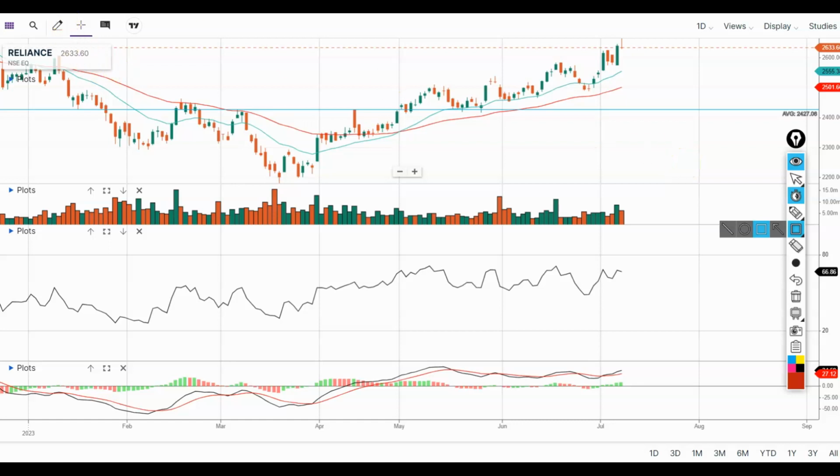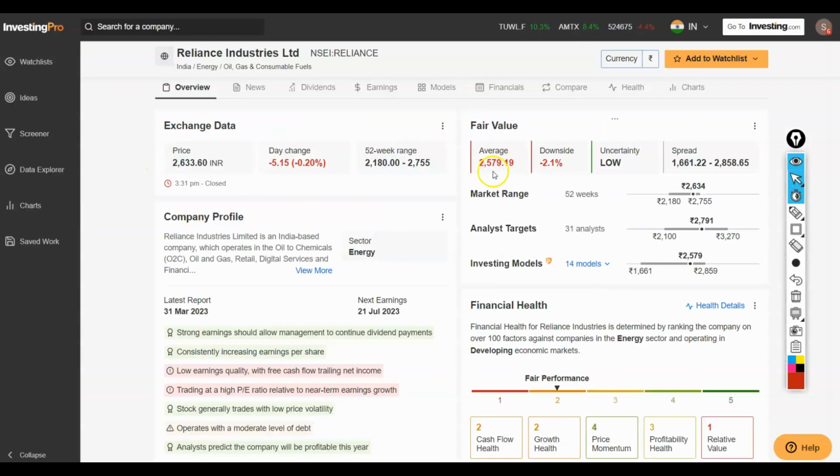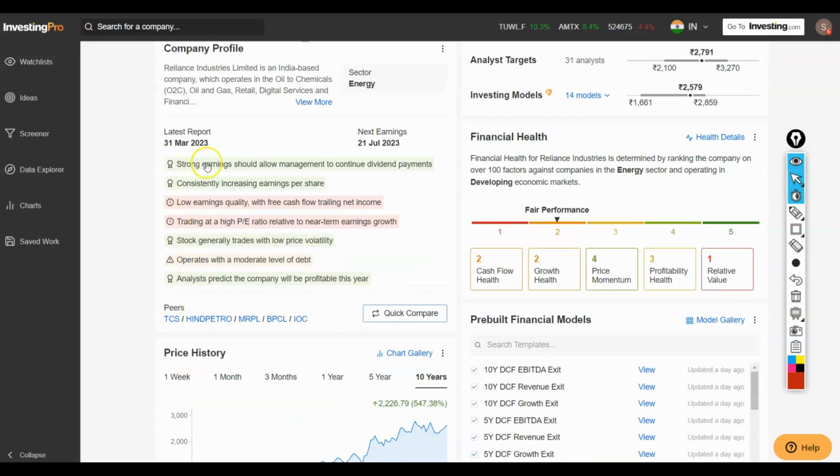Now let's move on to the fair value for Reliance Industries. The fair value for Reliance is coming out to be 2579.19. So there is a potential downside of 2.1%. The spread can be between 1661 and 2858. These are the pros and cons of this company.